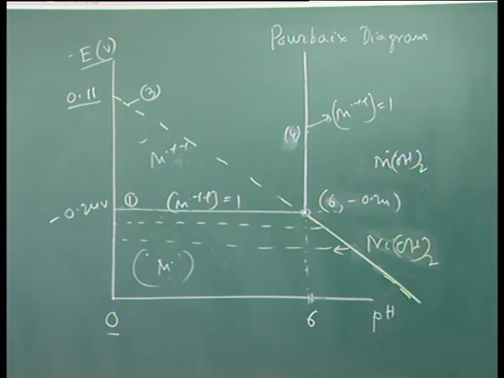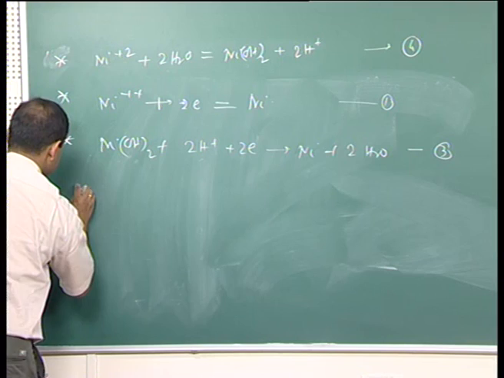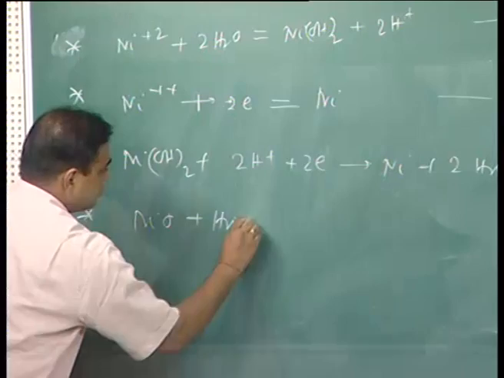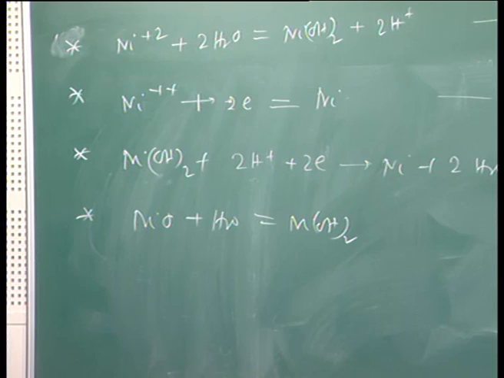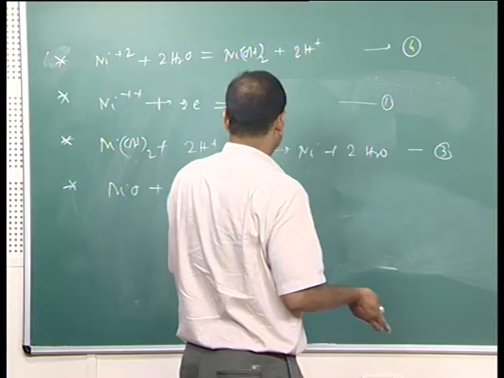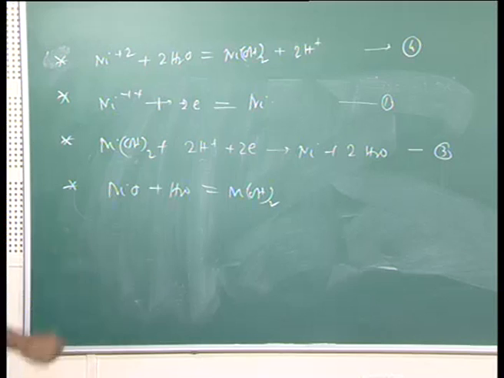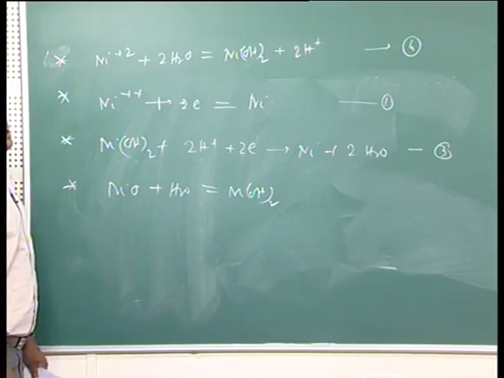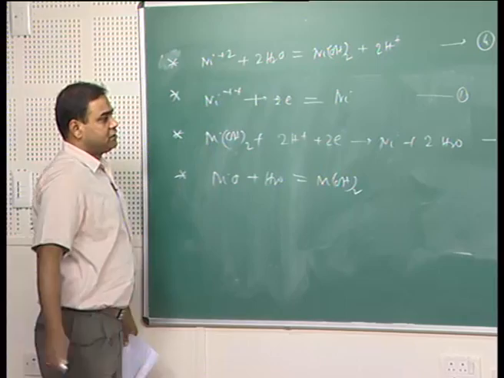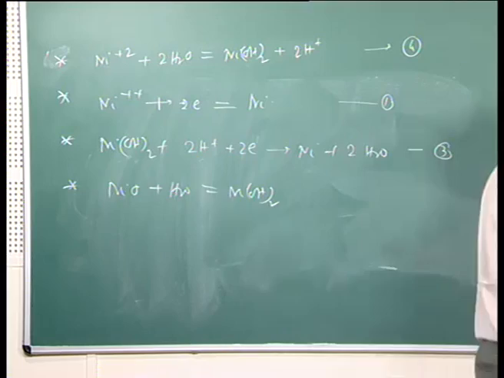Now, also we have seen another reaction, which is NiO plus H2O equal to Ni(OH)2. And if you see this, this is not a potential dependent reaction, because you cannot express this reaction in the form of a Nernst equation. Similarly, here we do not have any H plus ion. So, if there is no H plus ion, this is also pH independent. So, this is a pH as well as potential independent reaction. Now, from this we can have a very major outcome. What is that? Let me see this reaction.